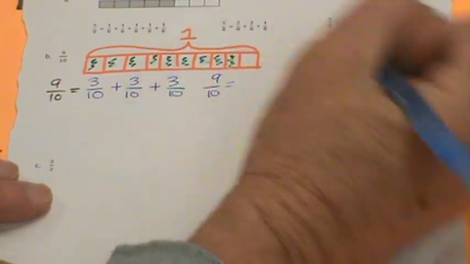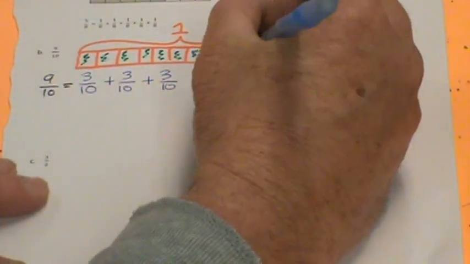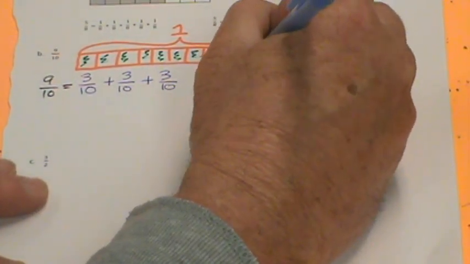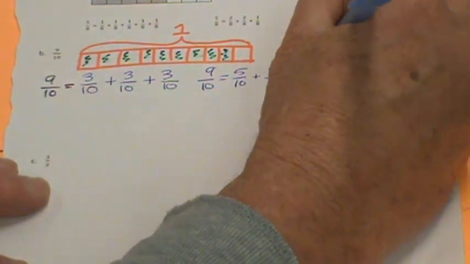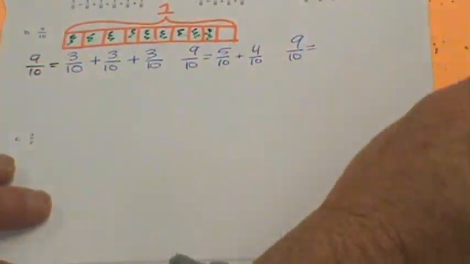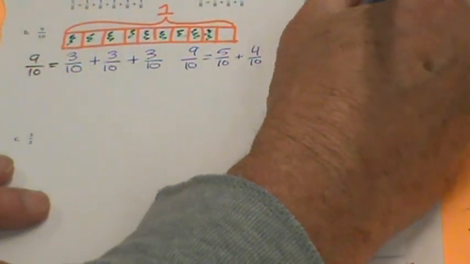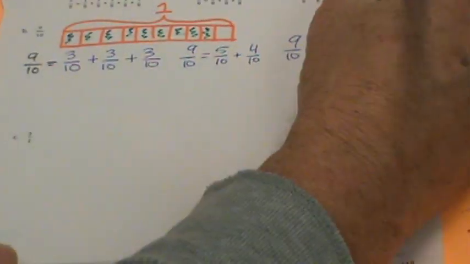Let's do it another way. 9/10 equals, what else equals 9? When I roll a dice, 5 and 4 equals 9. So I can do 5/10 plus 4/10. And let's do another one. 9/10 equals, what about 7? What if I did 7/10? What would I have to add on to get to 9/10? Well, 7, 8, 9. So it's 2/10. 2/10. I like saying that. Let's go to our second one.